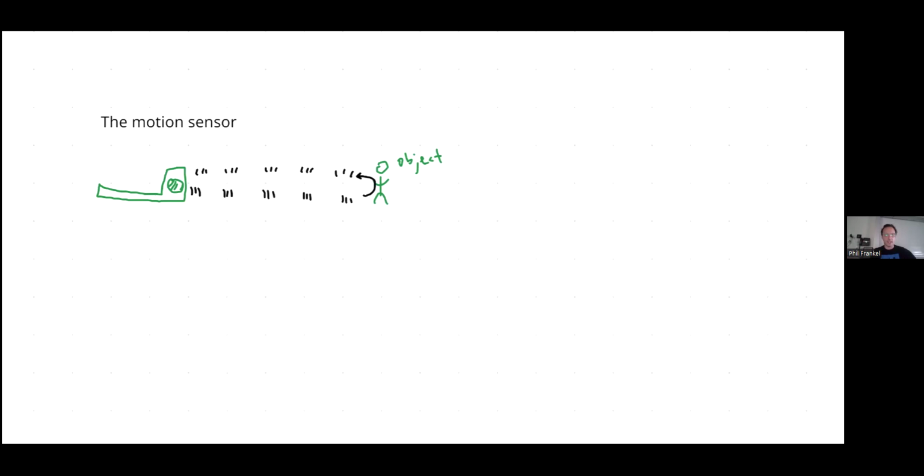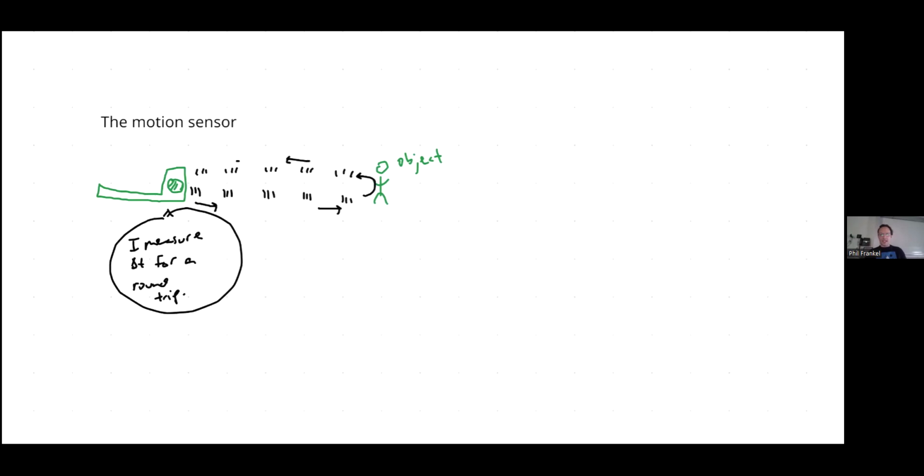Okay, so how does this thing work? What does it actually measure? Well, let me anthropomorphize here a little bit. If the detector could speak, it would say the following. It would say, I measure delta t for a round trip. What the detector does is it sends out the pulse of sound, which travels away, and then it starts an internal timer. And that internal timer keeps track of how much time it takes between the pulse being sent out and the pulse returning to the motion sensor. So that's what it measures.